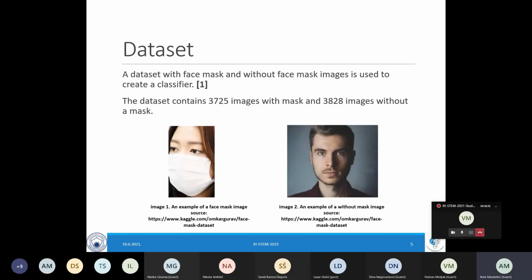The dataset that was used for training and testing contains 3,725 images with a mask and 3,828 images without a mask. To be exact, 75% of the dataset was used for training and the remaining 25% for testing. The images were converted to grayscale so that they can be used in the MLP classifier. The sizes of the images were converted to 64 by 64. On image 1, you can see an example of an image with a mask, and on image 2, you can see an example without a mask, before converting to grayscale.